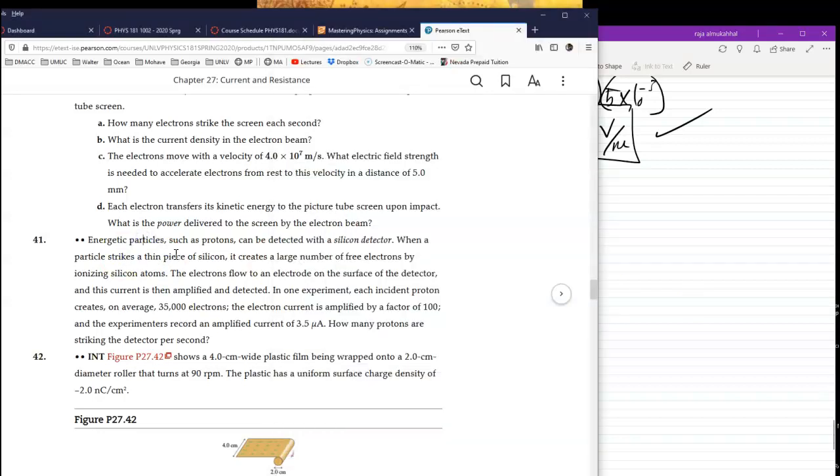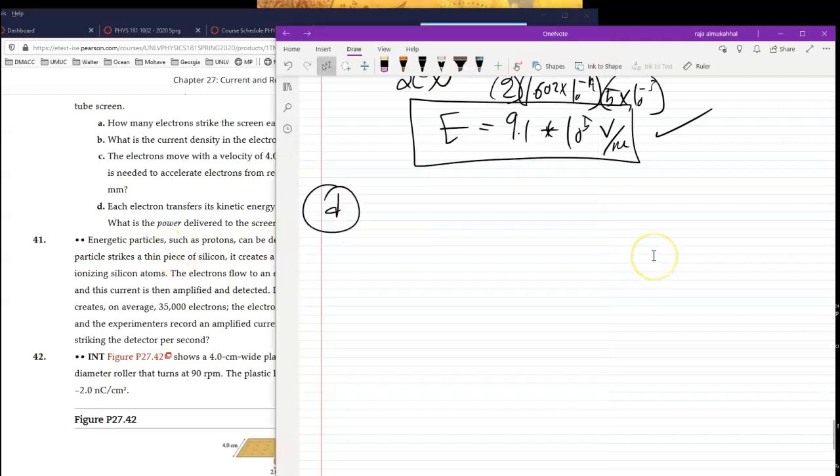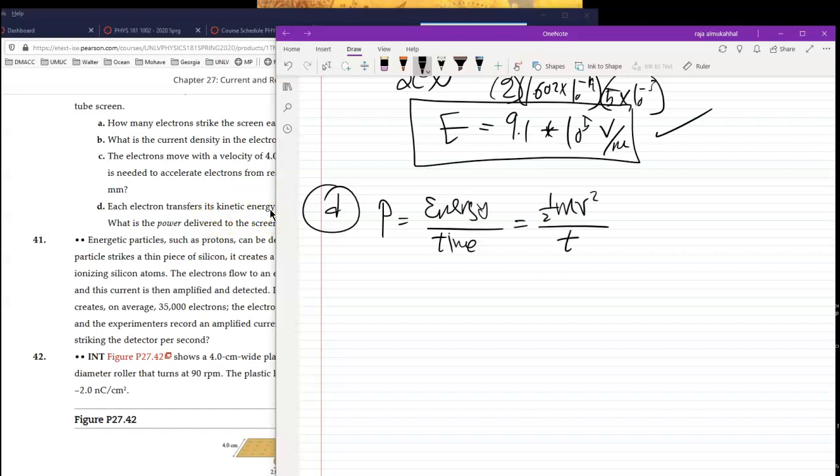The last part, which is kind of the most abstract, part D, he says each electron transfers kinetic energy to the picture tube screen upon impact. What is the power delivered to the screen by the electron beam? The first thing that comes to mind when you hear the word power is energy over time. He says kinetic energy, so we're going to do kinetic energy, 1/2 mv squared, over time. I already know the velocity from part C. This is the mass of the electron, and this is the time.